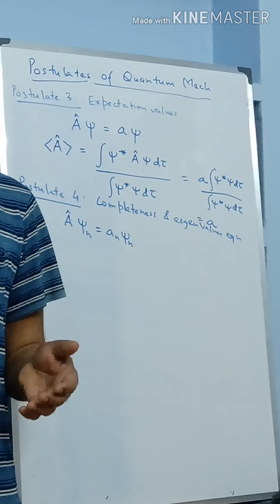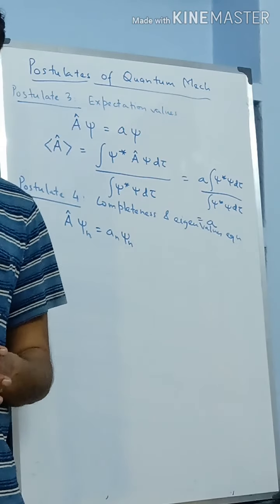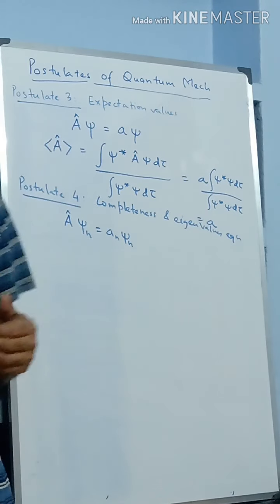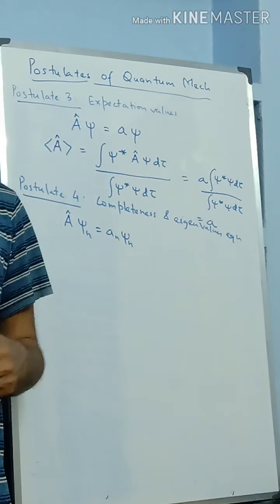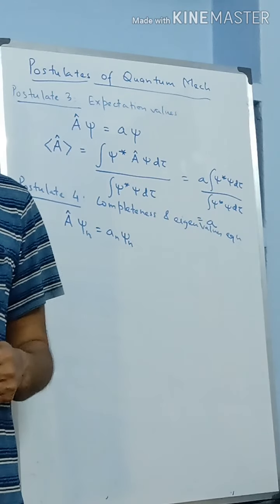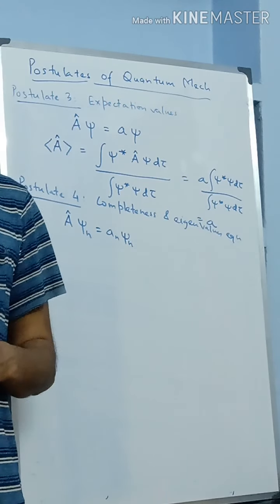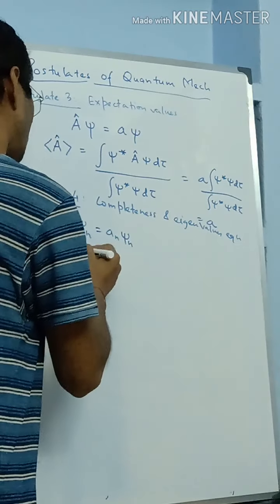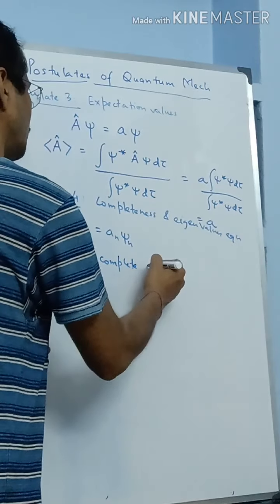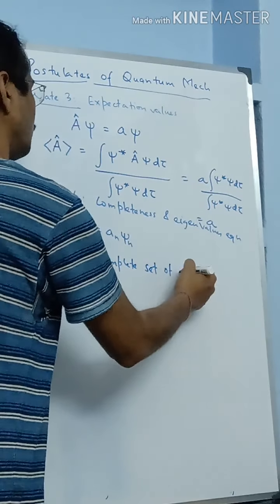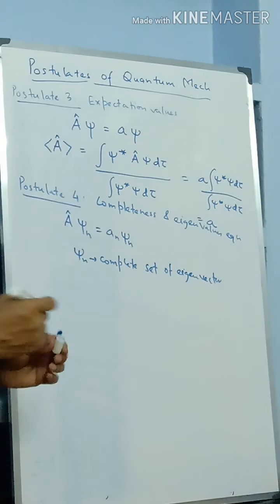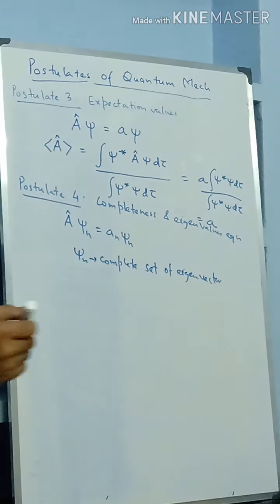Like in three-dimensional vector space, we can write any vector in terms of i cap, j cap and k cap. In the same fashion, all these ψn form a complete set, and any state of the system can be represented as a linear combination of these. So ψn actually forms a complete set of eigenvectors for the above eigenvalue equation.